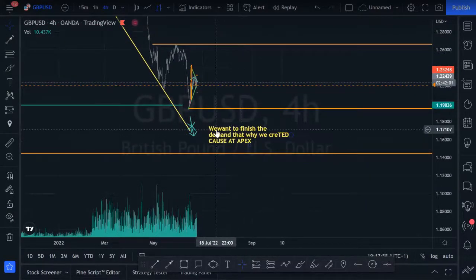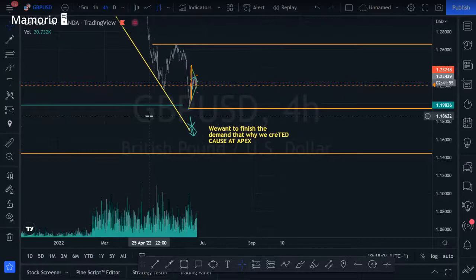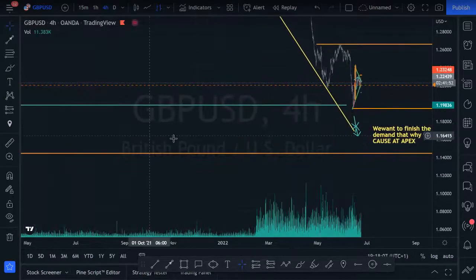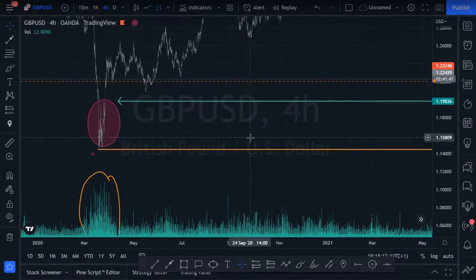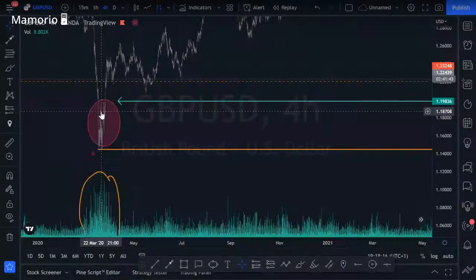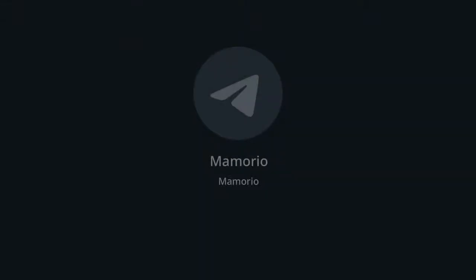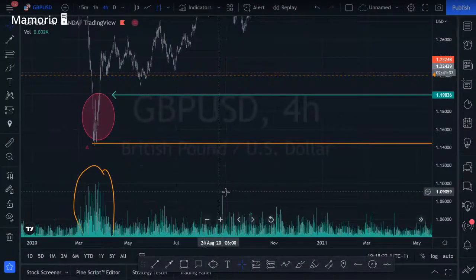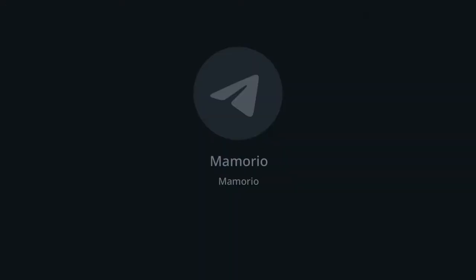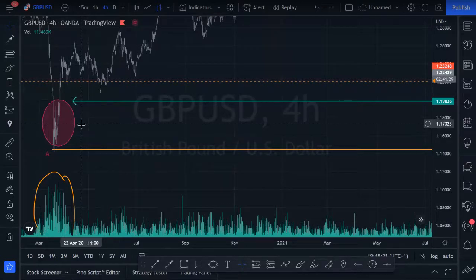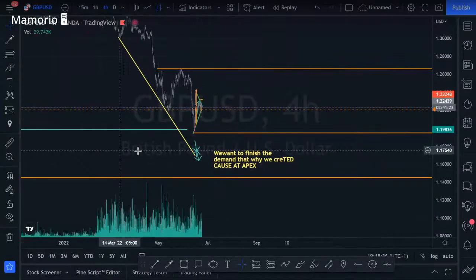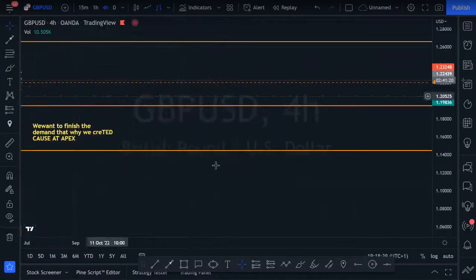We want to finish the demand. That's why we create a cause at the apex. That's what I've just explained to you. We look at where the apex was formed, and you can see that area had some popping volume before we started to range. We had a popping volume, so we needed to eliminate or disconfirm demand here before marking down. That's why we built a cause along the apex. Then we have another confirmation.